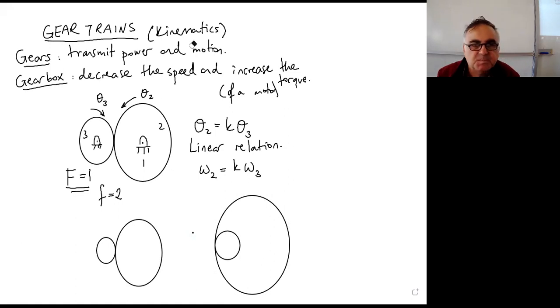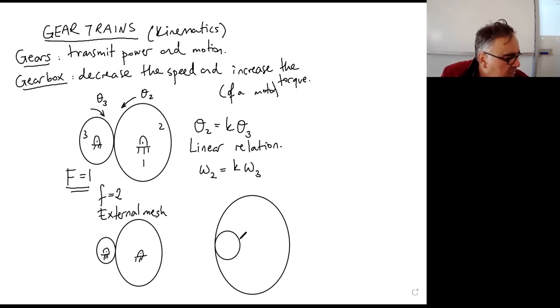Now, what does this mean? This is just as we had before above. This is called an external mesh. That is, the gears are connected to each other externally. Whereas here, you have, as you see, an internal mesh. The gears are meshed, one is inside the other one. So they rotate like this. Okay. That is, one gear rotates inside the other one. So this is an internal mesh.